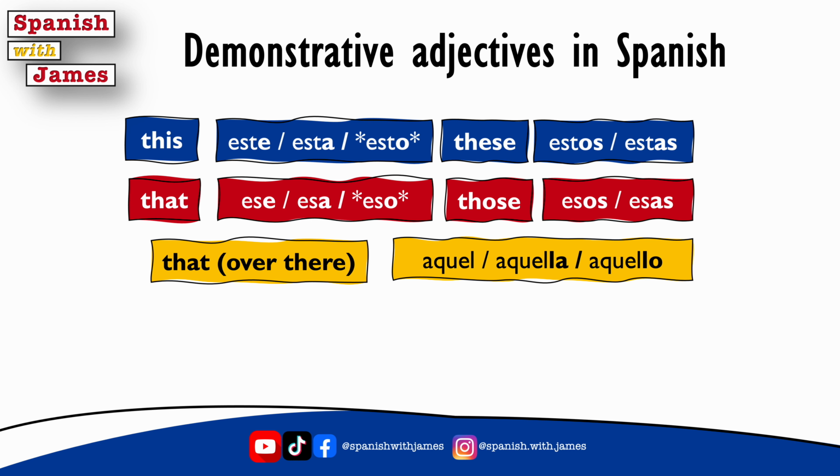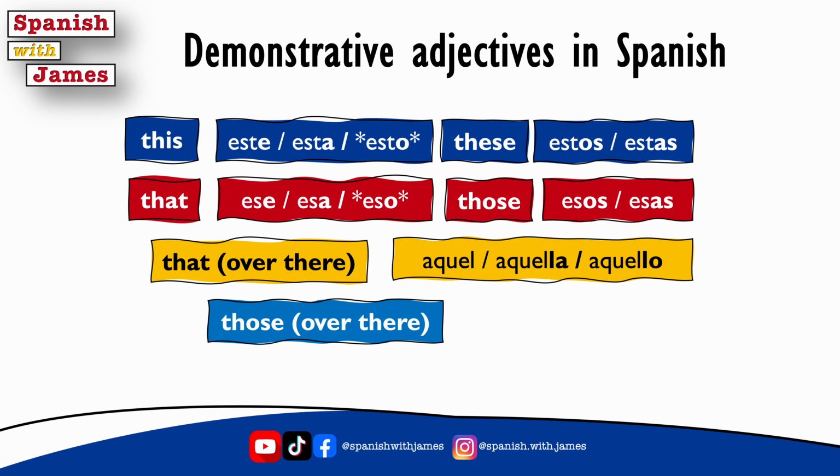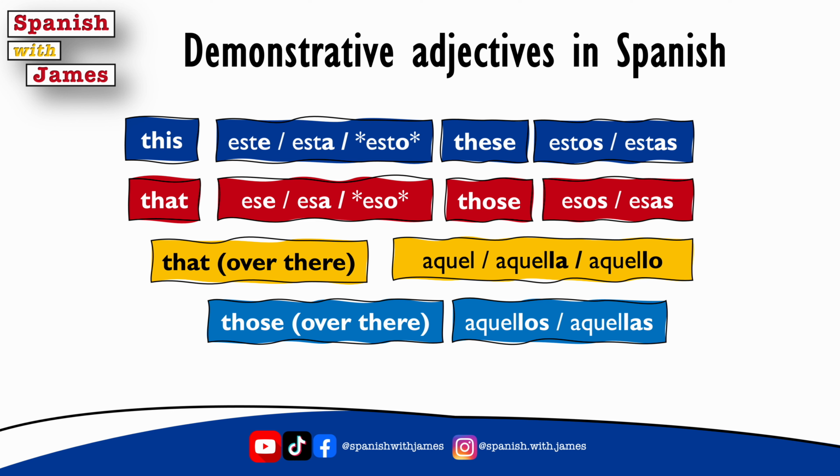That one over there, so if something's a bit further away, aquel, for a masculine noun, aquella for a feminine noun, or aquello for the unspecified thing. If I'm talking about those over there, so just the plural of that over there, it would be aquellos or aquellas. So there's a bit of a sound difference in aquel, we hear the L, aquella, or aquella if you're speaking like an Argentinian or Uruguayan, we've got a different sound because we've got the double L. Remember, it's almost like a completely different letter, it makes a different sound.